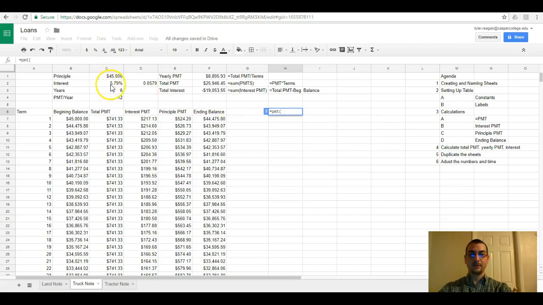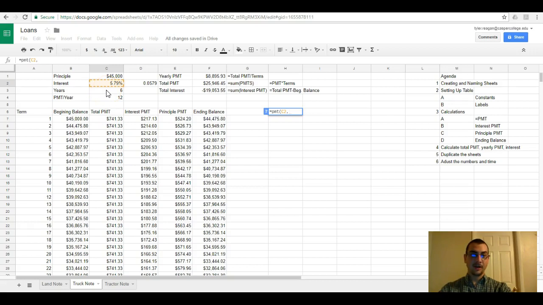And before we said we wanted to do the rate. Now remember, the rate is actually the rate divided by the number of times per year. But for now, we're going to do it where it's not and show you the difference. So we do the rate. And the next part is the terms.